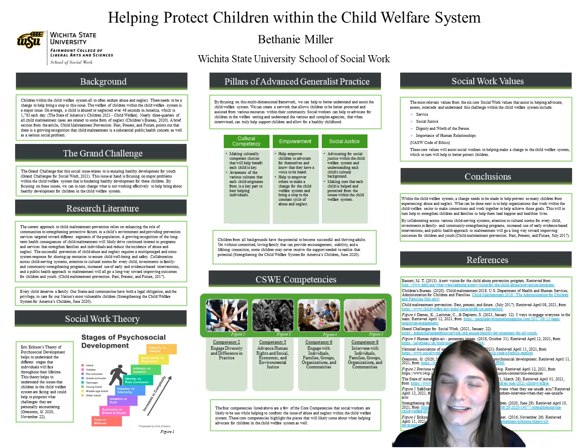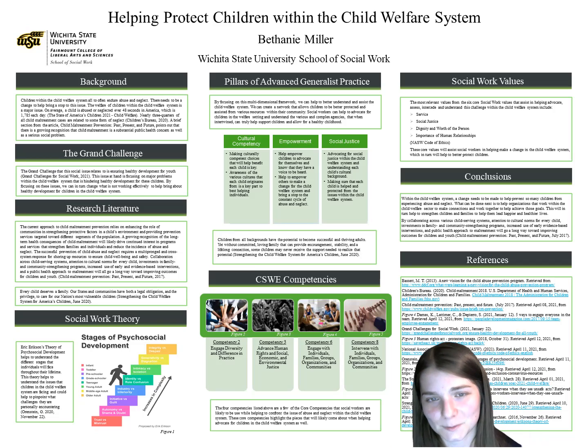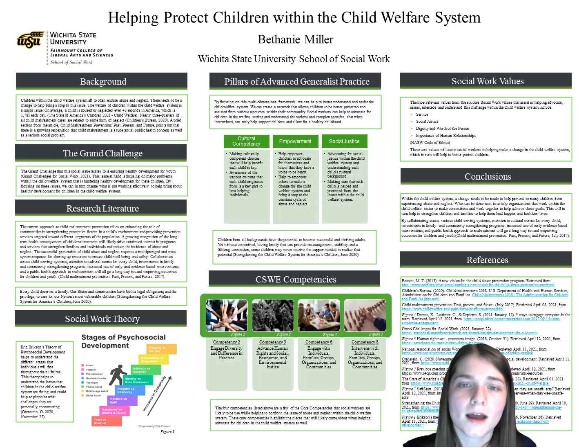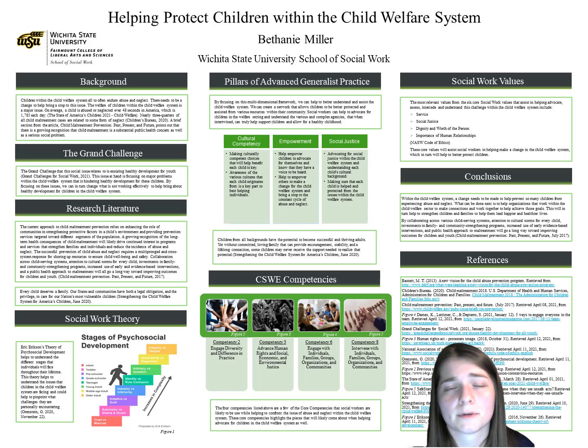So the next thing I want to go to is the pillars of advanced generalist practice. By focusing on this multi-dimensional framework, we can help to better understand and assist the child welfare system when we create a network that allows children to be better protected and assisted from various resources within their community. So social workers can help to advocate for children in the welfare setting and understand the various and complex agencies that, when intertwined, can truly help support children and allow for a healthy childhood.